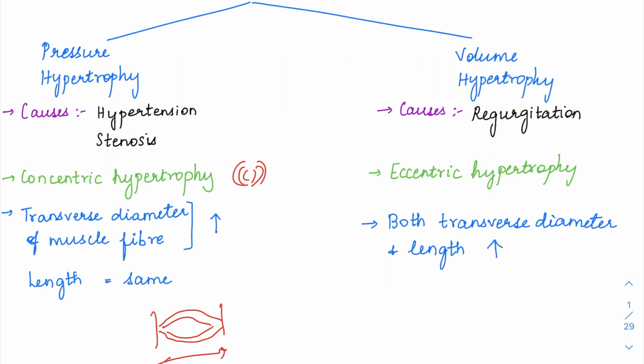However, if we see volume hypertrophy, the cause of it will be regurgitation. So in regurgitation, there is extra blood volume which is added to it. So that is going to cause hypertrophy again. And here the hypertrophy will be eccentric. That is a non-uniform type of hypertrophy. At a particular corner alone, there will be hypertrophy. That is what we call eccentric hypertrophy. And in eccentric hypertrophy, there will be an increase in both the transverse diameter as well as the length of the muscle fiber. So this is very important. The causes, and the transverse diameter and the length of the muscle, are going to be very important in distinguishing between pressure and volume hypertrophy.